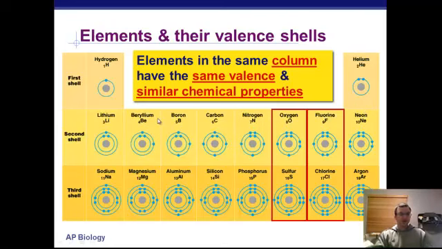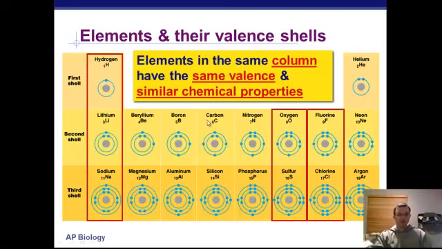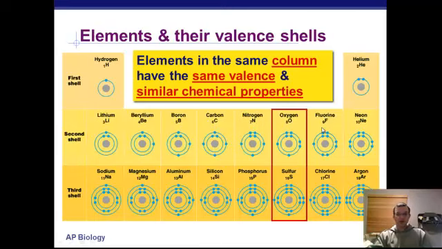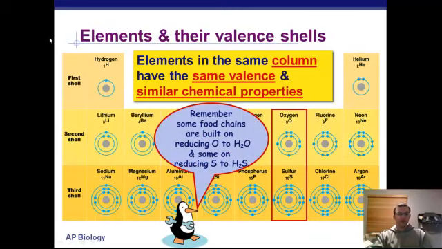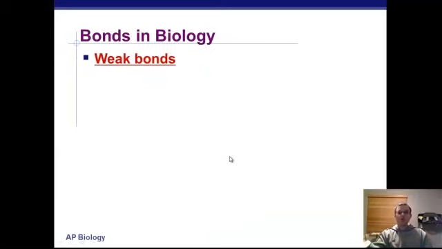The rest of them are going to do things to try to make it so that they can fill that outer shell. And your more reactive ones are your halogens here as well as your alkali metals. And so some food chains are going to be based upon this oxygen being removed from the water to be used for structures. Same thing when we talk about things that use chemosynthesis, using the sulfur from the hydrogen sulfide, dihydrogen sulfide. So when we talk about bonds in biology, there's different types of bonds.